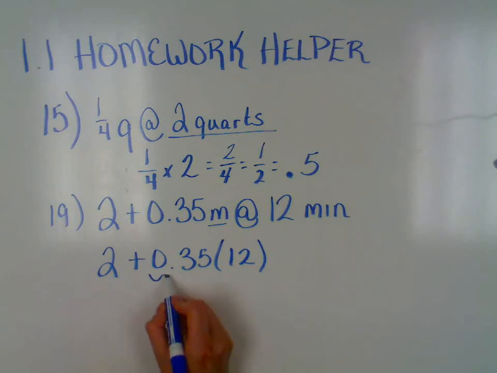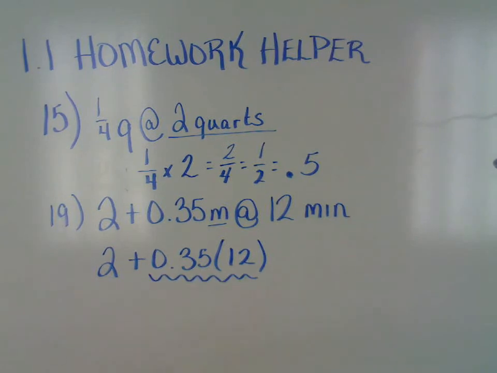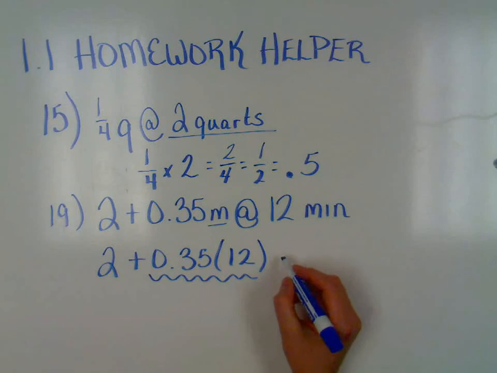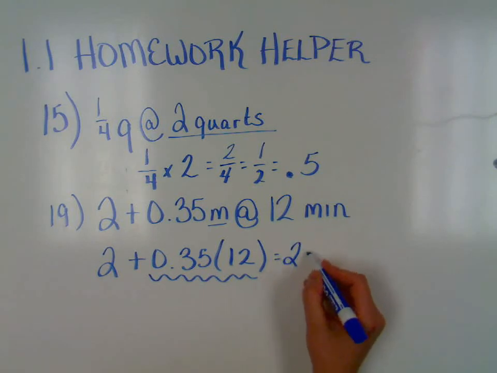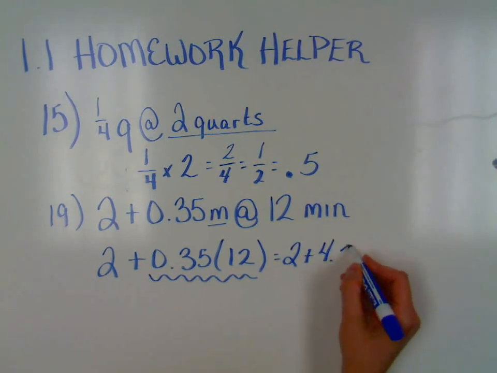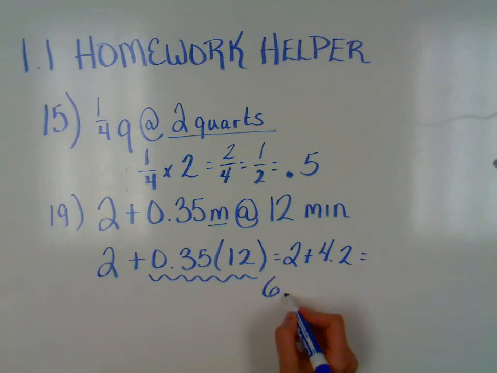Again, I'm going to apply the order of operations. So this 0.35 times 12 part is going to get done first. Not a bad calculator problem. That's 4.2. So this is the same as 2 plus 4.2, which is going to change into $6.20.